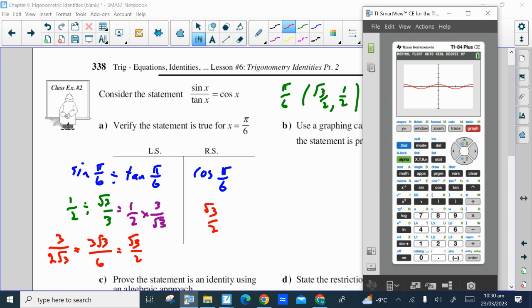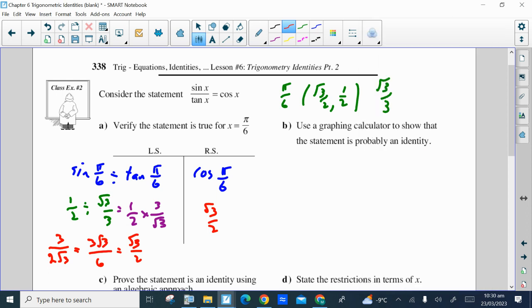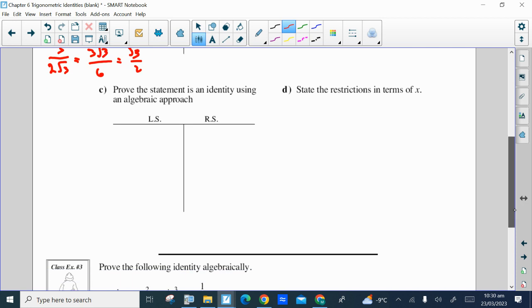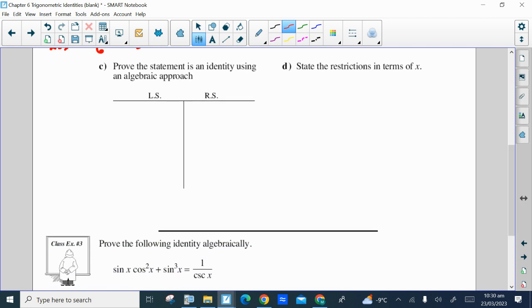So it shows that the statement is probably an identity because it only shows that the graphs are the same for the windows that we chose, between negative 360 and positive 360 degrees. It is possible that there is a spot outside that domain where they're not the same, which is why to show for sure we have to prove them algebraically. So we need to show that sine x over tan x is equal to cosine of x for all values.